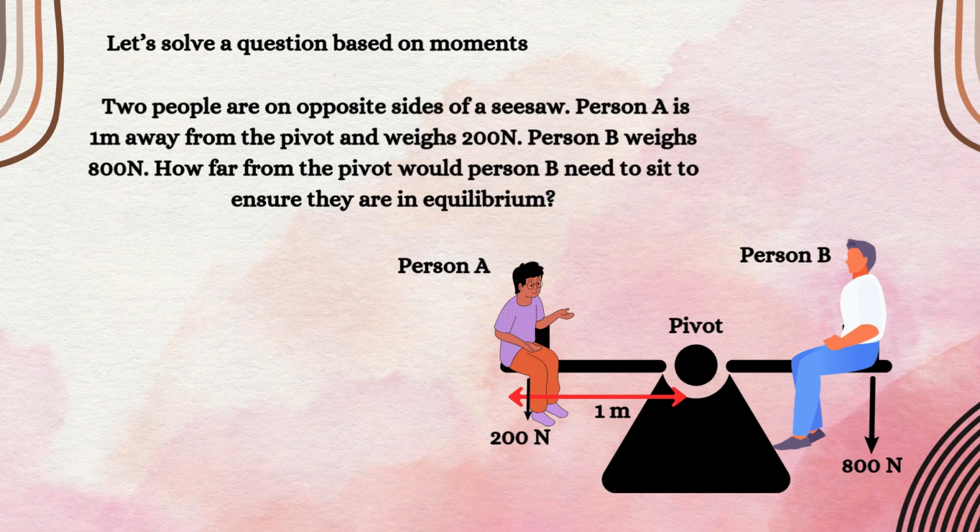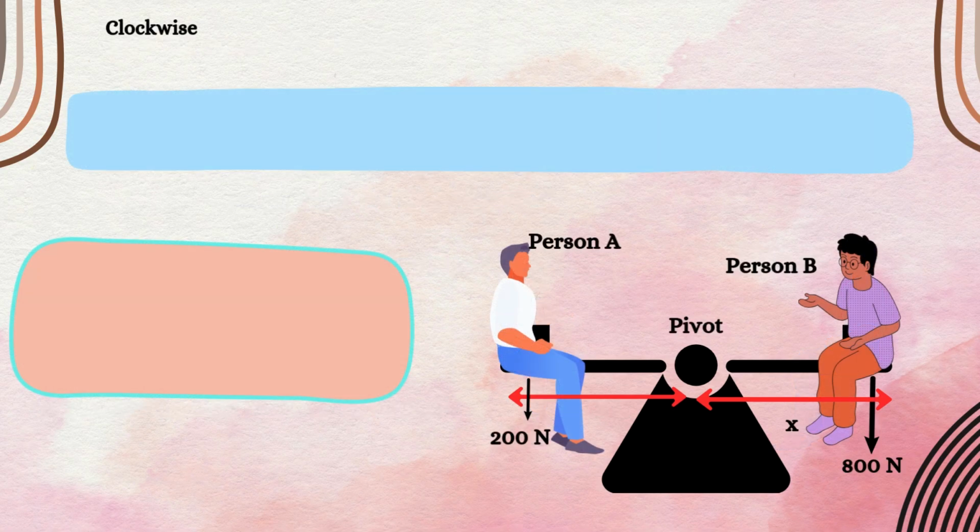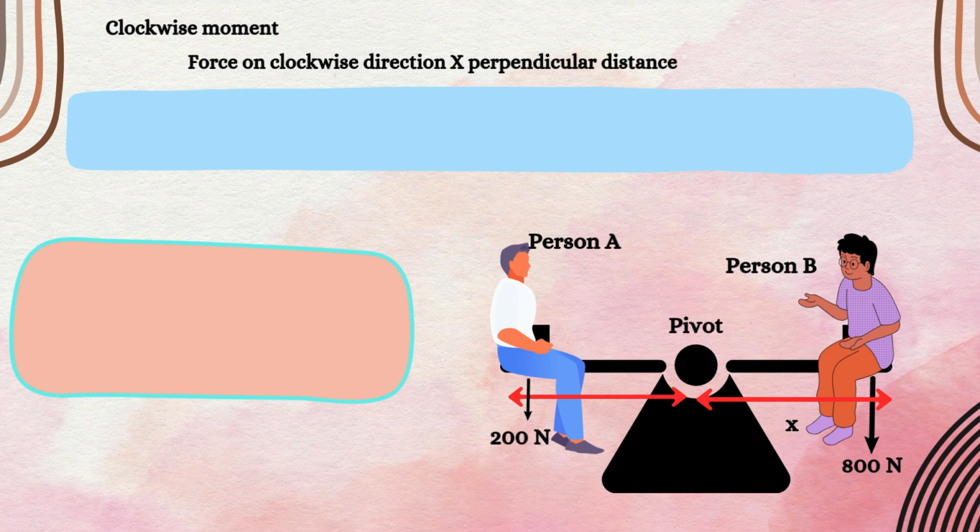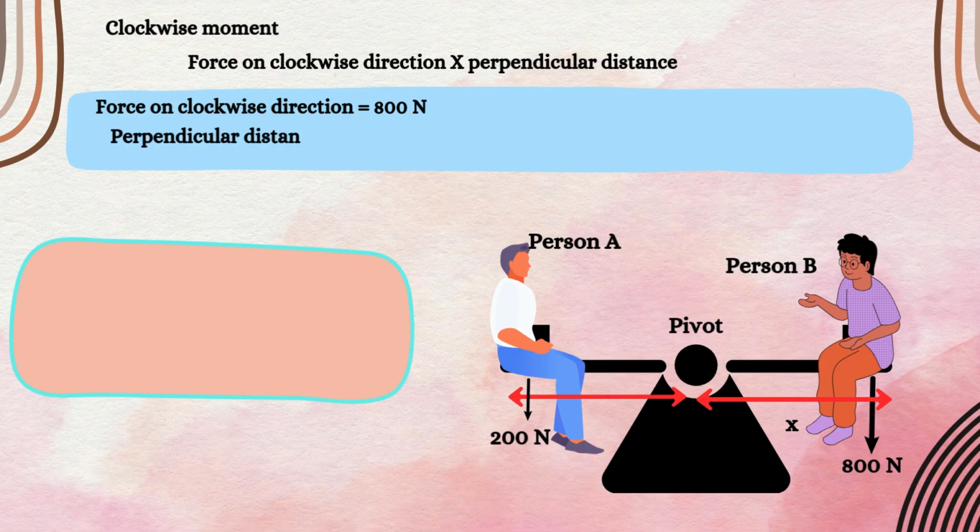What we need to find is the distance of person B from the pivot if the seesaw is in equilibrium, so we don't know the distance. Let's mark it as x. We know the condition of being in equilibrium is clockwise moments equal anti-clockwise moments. To find clockwise moment, we have the equation: force in clockwise direction times perpendicular distance from the pivot to the force. So consider the pivot as the center of a clock and identify which force is acting in clockwise direction. Here, 800 Newton is acting in the clockwise direction. Perpendicular distance to 800 Newton is x.